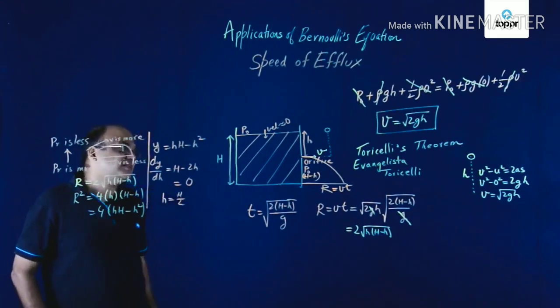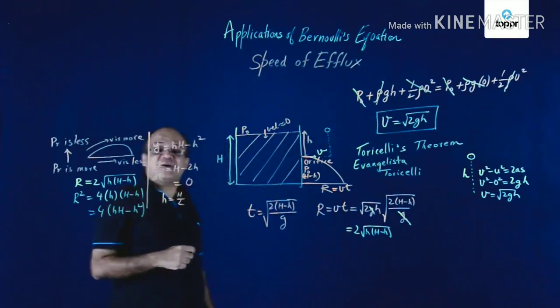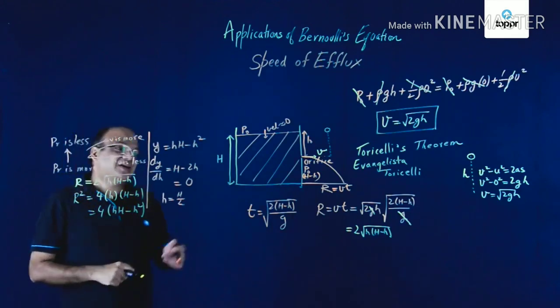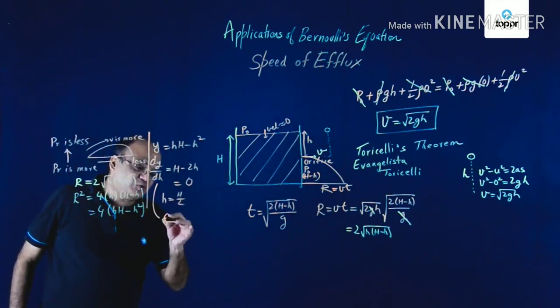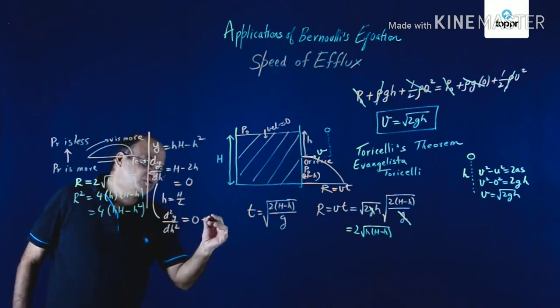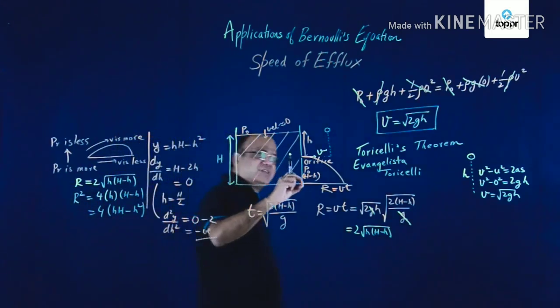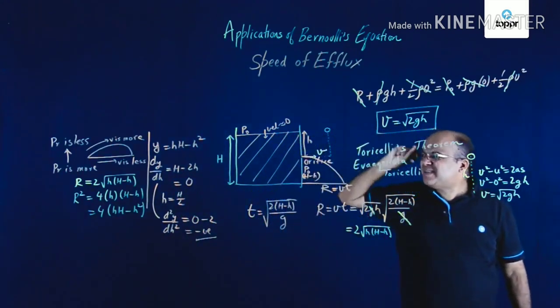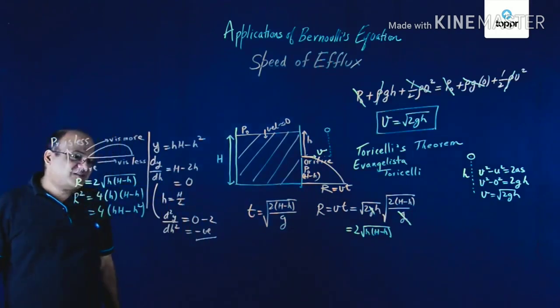Therefore, for maximum range, we must make a hole in the center of the tank. Then the range will be maximum. So range is maximum when h equal to H by 2. You can check by taking the second derivative whether it is maxima or minima. So d2y by dh square, if you differentiate again, this gives 0 and this gives minus 2, that is negative, therefore it is maximum. Therefore range is maximum when the hole is at the center of the tank.